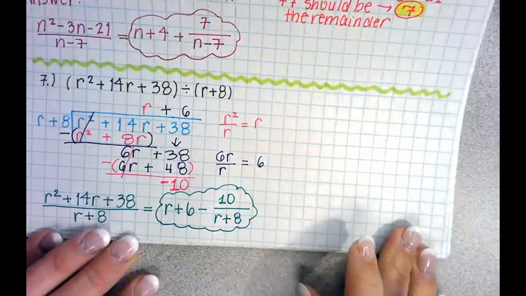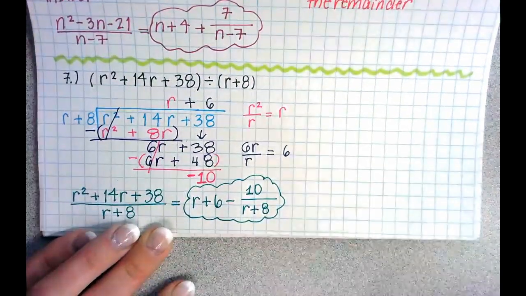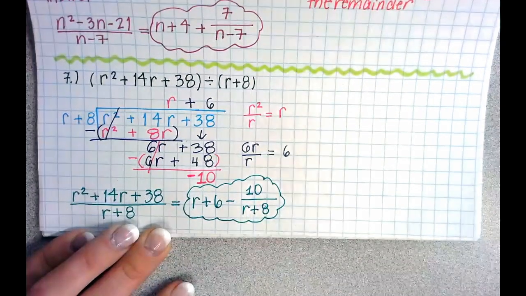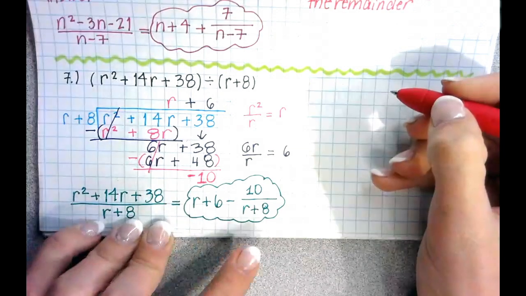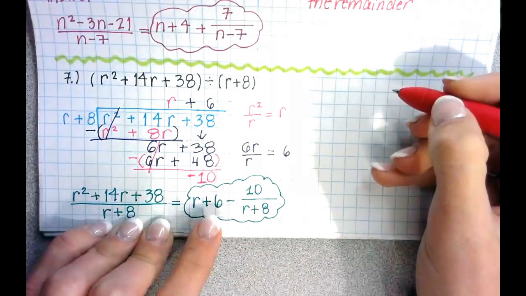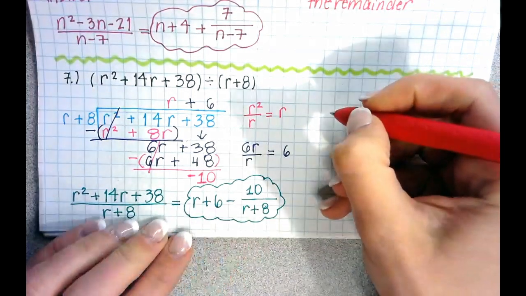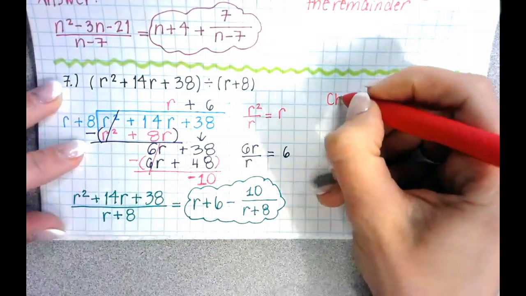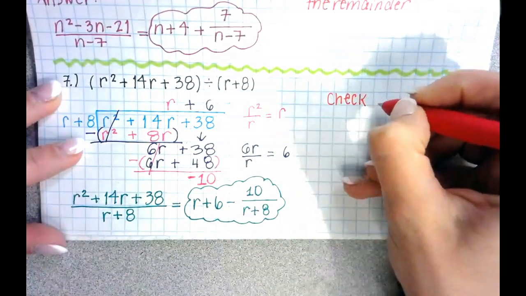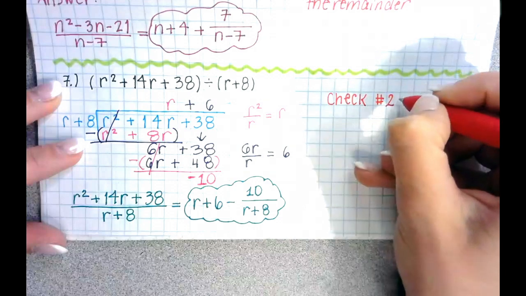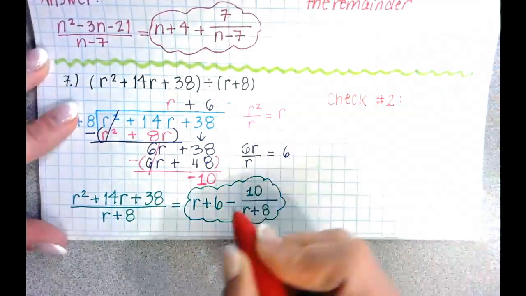And I'll do the second check for this one now. And I should do this times this. All right, the big times the bottom. I could do that in my head. I hope that you can too. So this is check number 2.